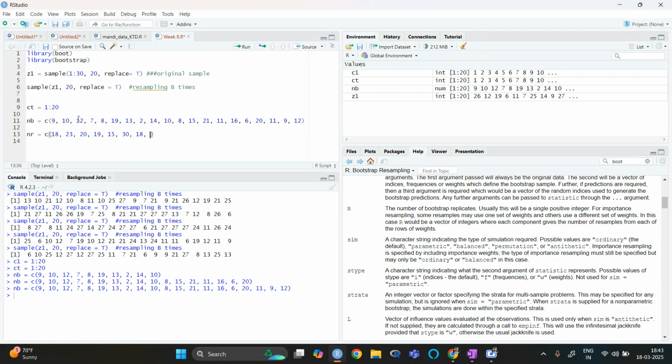One, 2, 3, 4, 5, 6, 7. No, 2, 4, 6, 7. For the eighth one, I need to take less. So 2, 4, 6, 7.